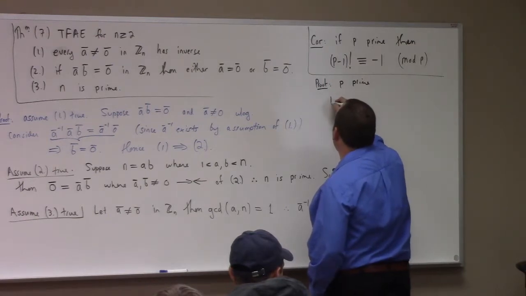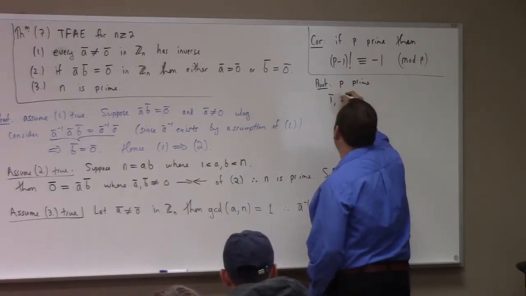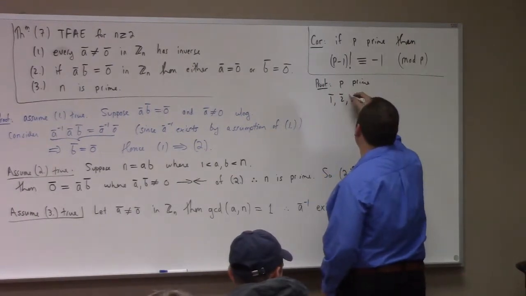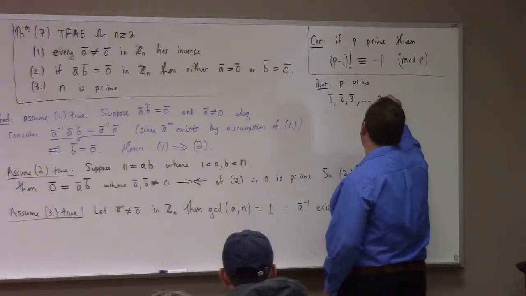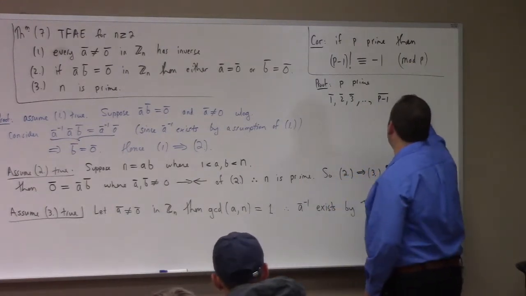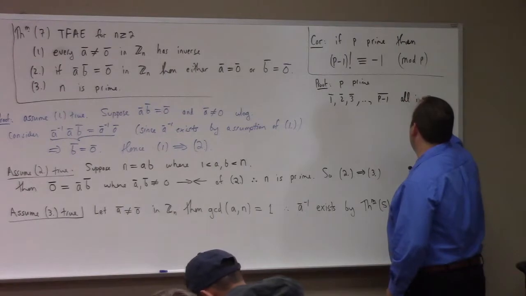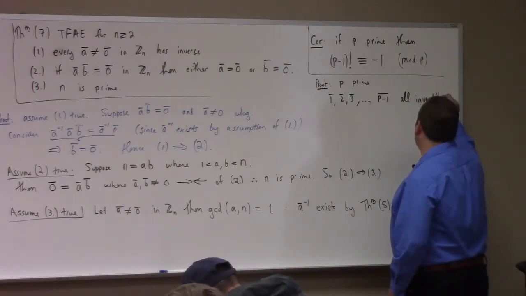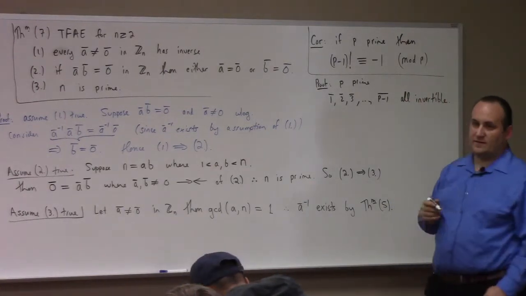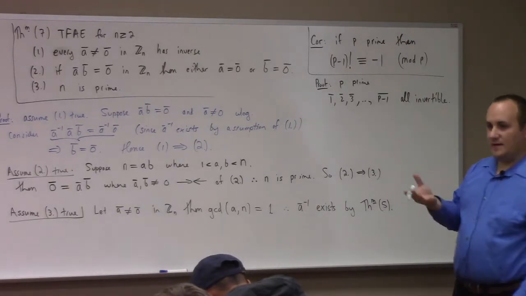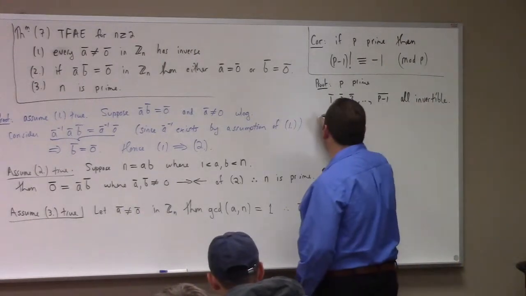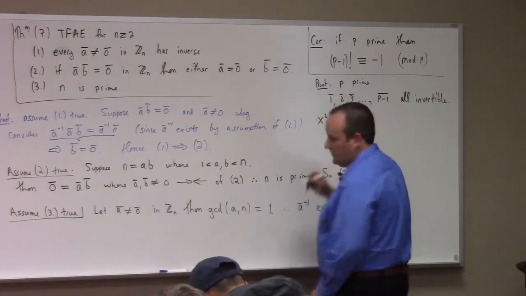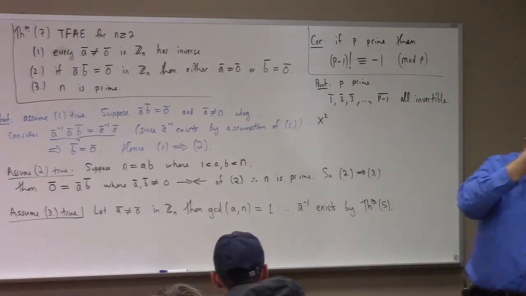You look at the list: 1 bar, 2 bar, 3 bar, up to P minus 1 bar. These are all invertible, right? Then the next thing is the x squared thing you need to know about.